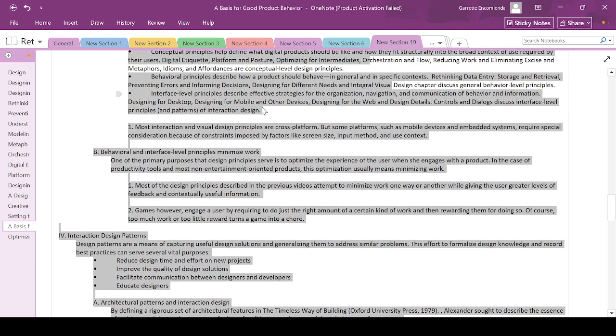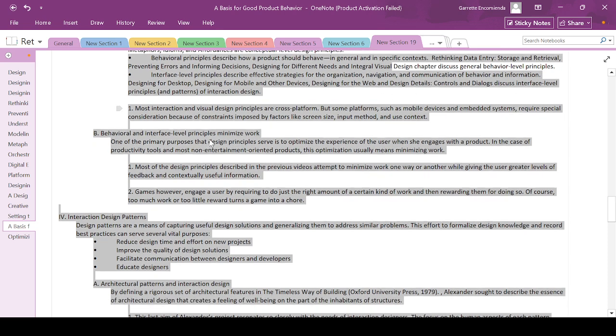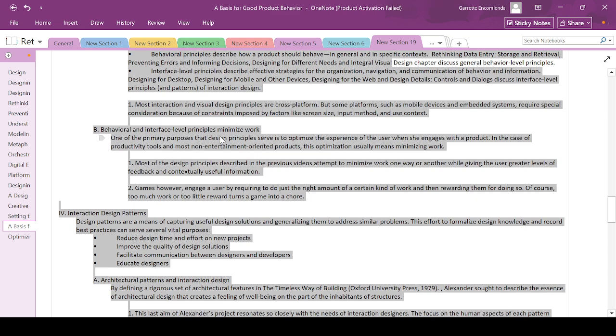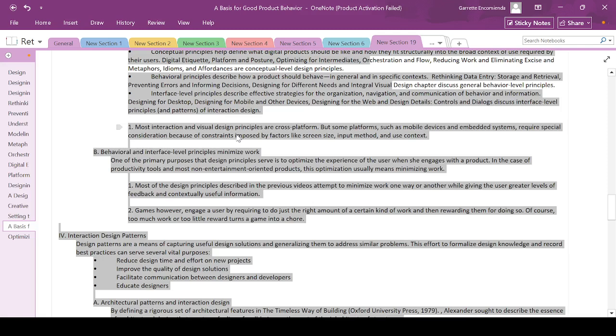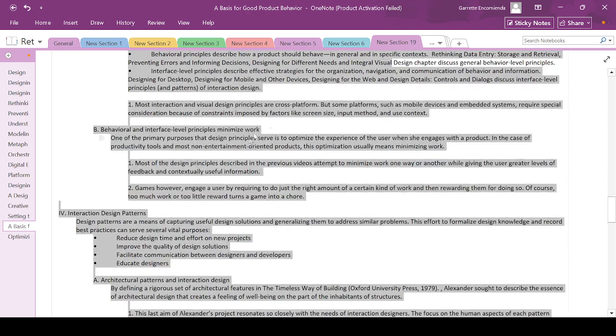There's a blurry line here between interface principles and patterns, because those are patterns as well, but they are also principles because they provide the most common design patterns and principles that have been used and proven in the past, such as avoiding confirmation dialogs, putting the most common function in a tool palette, etc. Most interaction and visual design principles are cross-platform.